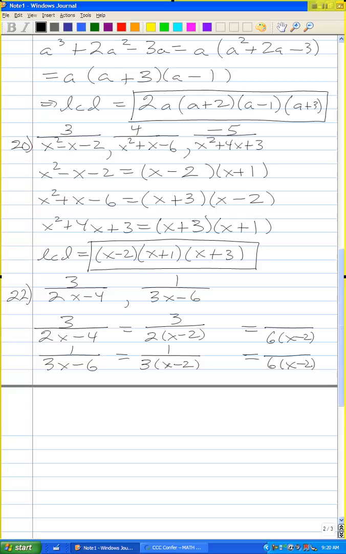So I need to multiply and divide this first rational expression by 3 in order to obtain an equivalent rational expression with the same common denominator. 3 times 3 is 9. For the second, I've got to multiply and divide by 2. 2 times 1 is 2. And so I've rewritten each of these rational expressions as equivalent rational expressions with the same common denominator, 6 times x minus 2. Let me do problem number 28.